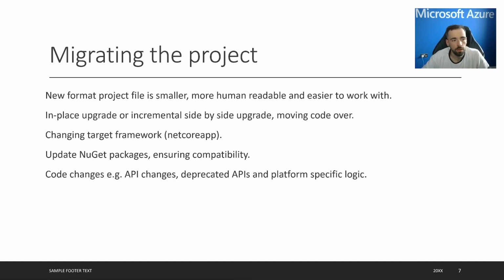We need to change the target framework to .NET Core App, which is .NET Core. We need to upgrade NuGet packages, ensure compatibility, make sure all of our NuGet packages are available in .NET Core. And we need to make code changes such as API changes, deprecated APIs, and platform-specific logic.